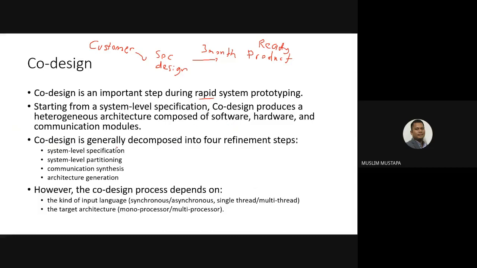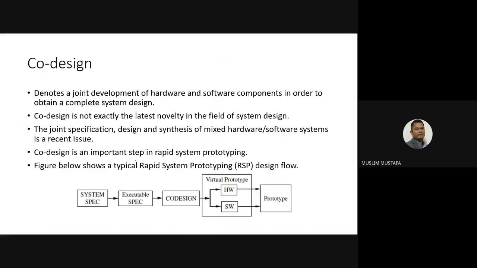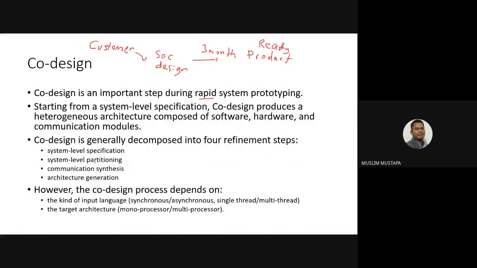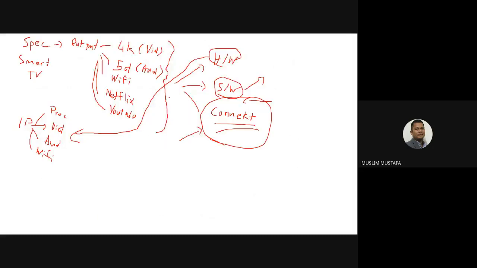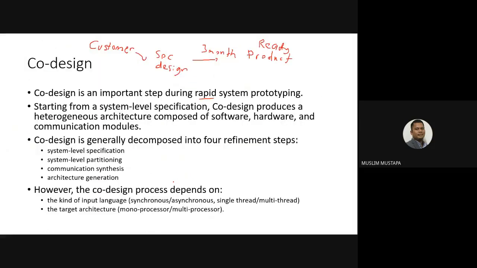Then the co-design is generally decomposed into four refinement steps. First, the system level spec. Then the system level partitioning, so how you divide it: which part is the processor, which part is the video, what is involved in the video, what is involved in the processor. So you partition and try to solve each partition one by one.